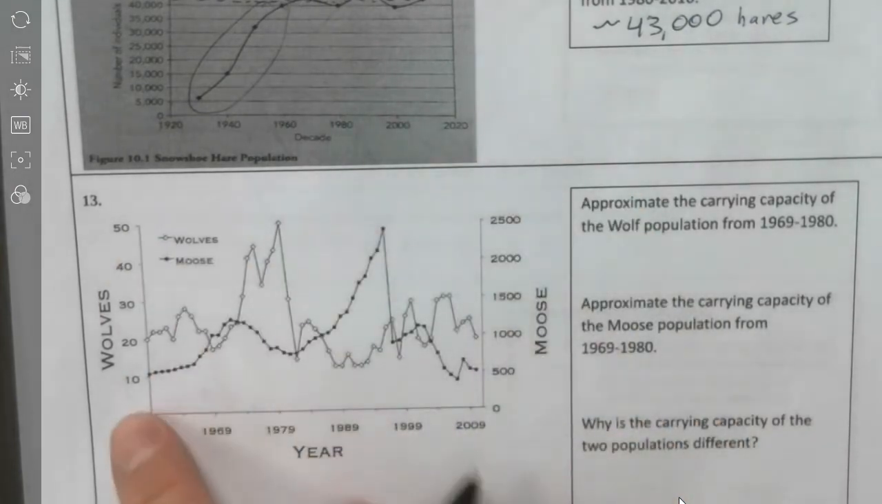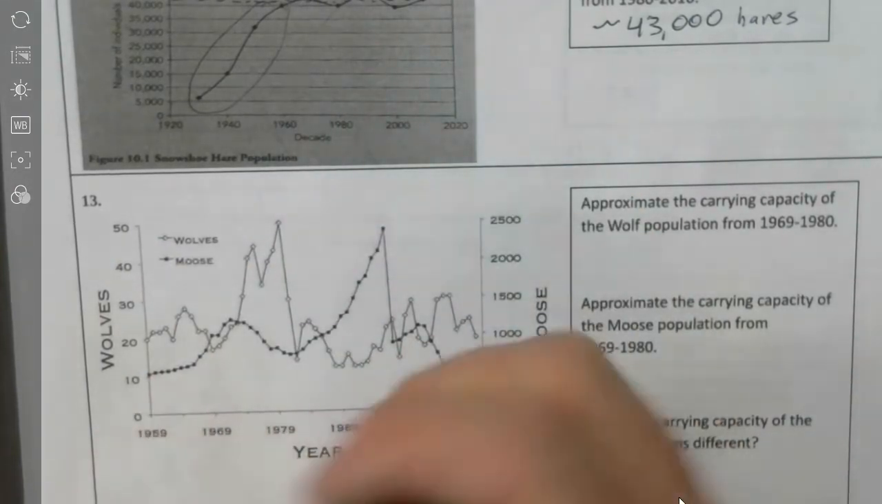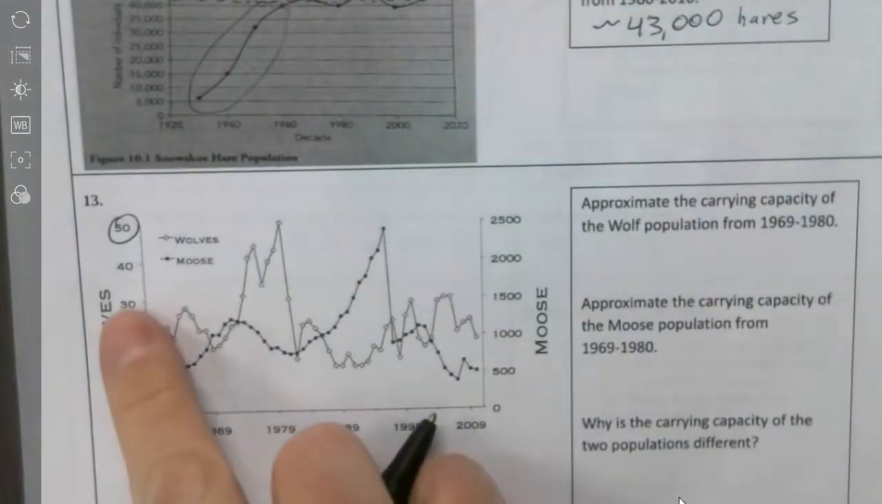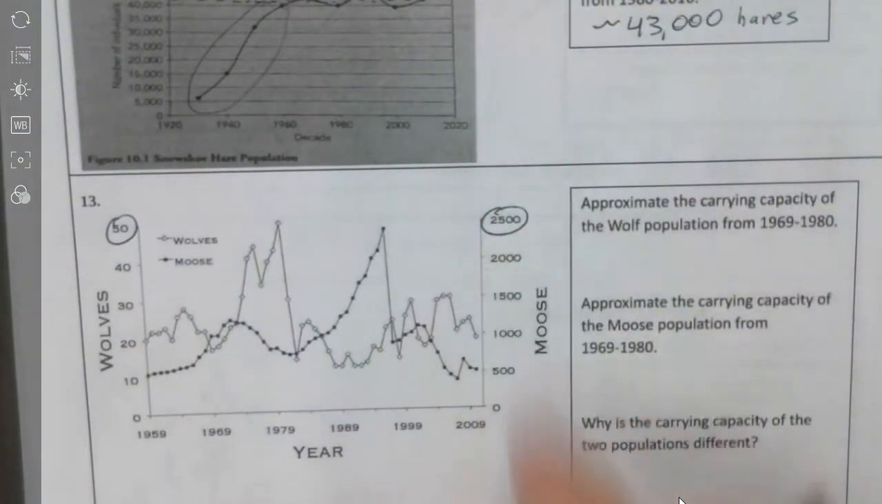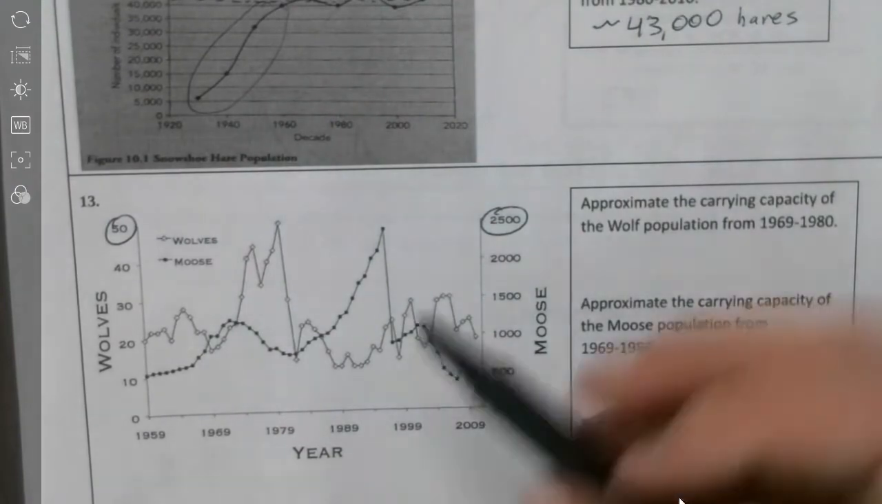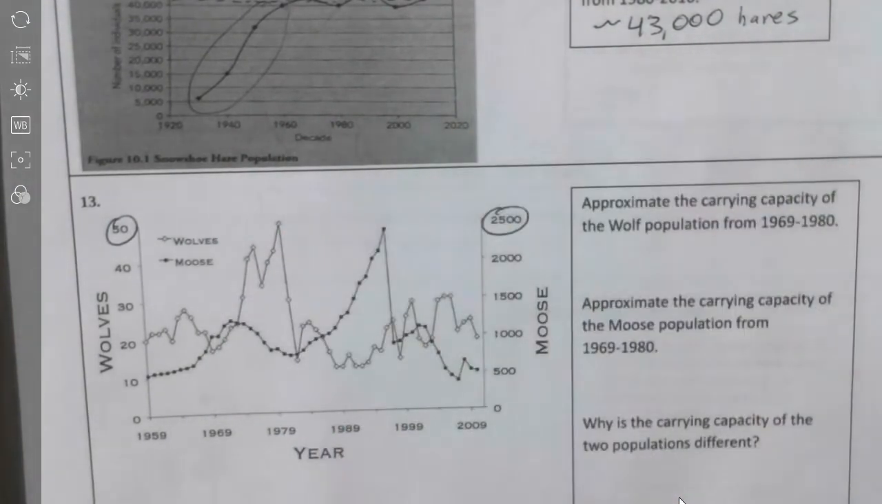Now keep in mind the total number of each of these. So the maximum number of wolves is 50. The maximum number of moose is 2,500. Okay, so there's always going to be more moose than there are wolves. There's always going to be more prey than predators. If there's not, that ecosystem won't survive for very long.